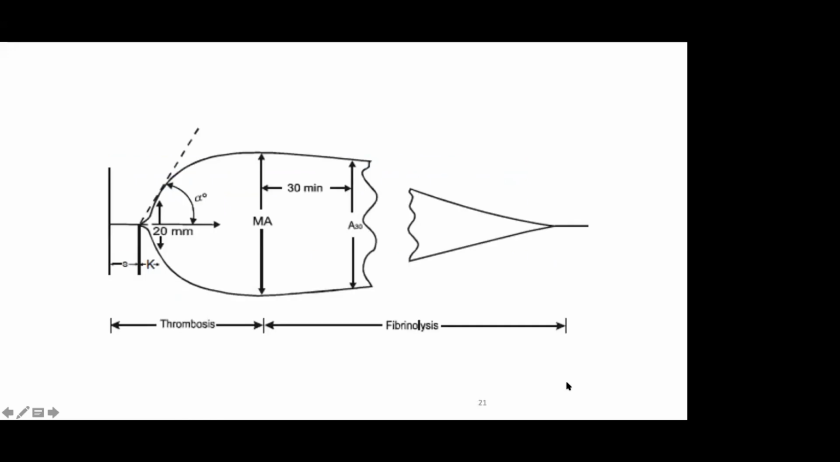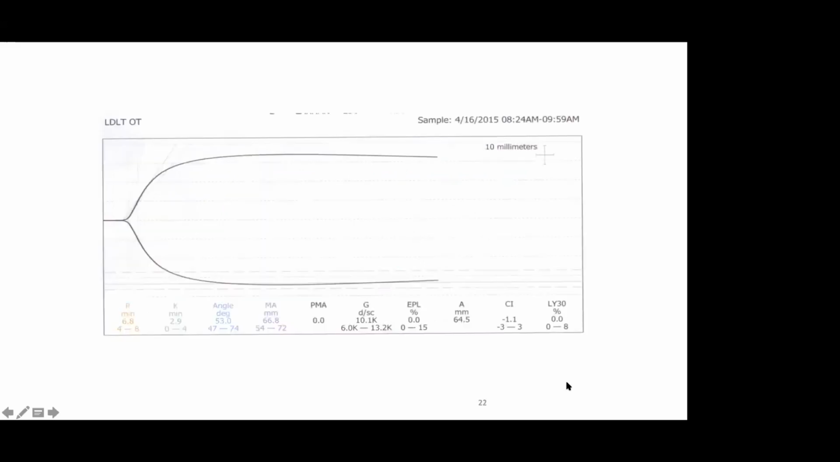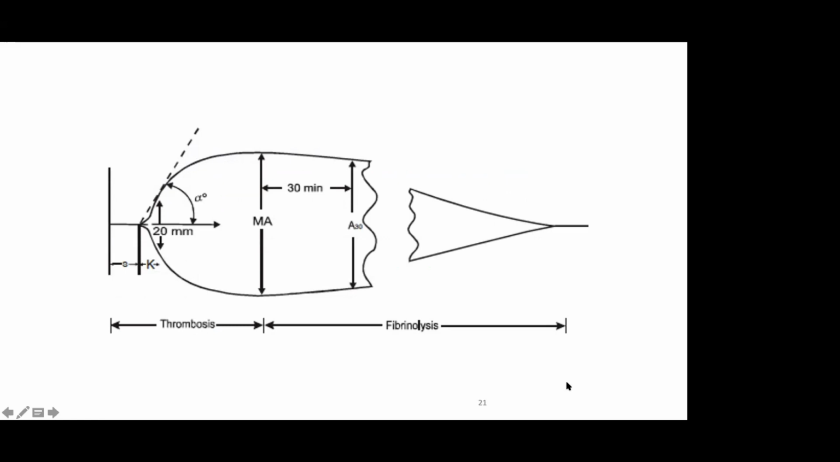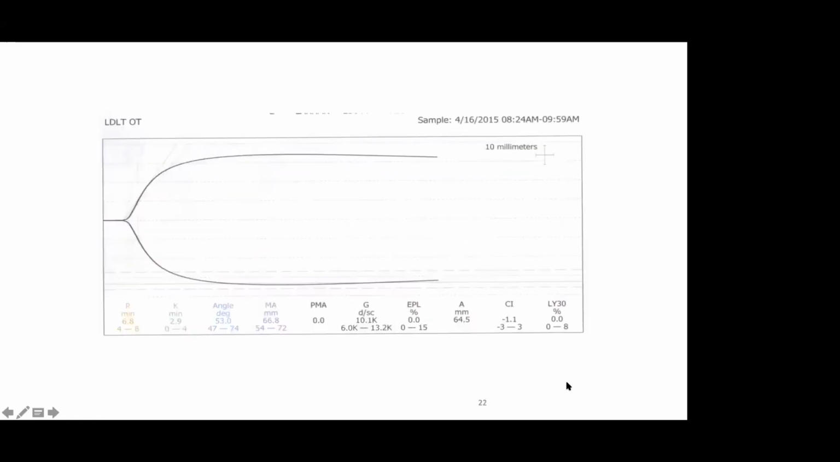So here is the ideal TEG tracing, and it has different components. I'm coming to them one by one. This is the ideal tracing which is shown, and this is a normal thromboelastograph which is conducted on a patient. Use of fresh whole blood requires initiation of the TEG tracing within 4 minutes of sample collection. So if we are using fresh blood, the sample should be run within 4 minutes.